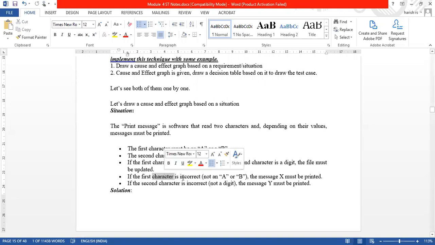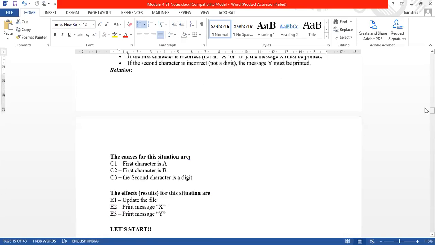So the problem can be that the first letter is not A or B, or that the second letter is not a digit. These two problems only can arise in this particular example. The condition is that the first letter should be A or B and the second one should be an integer. When they are not, that is a problem. So the message should be X if the first letter is not A or B, and the message should be Y if the second letter is not a digit.